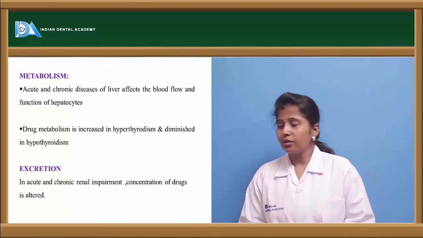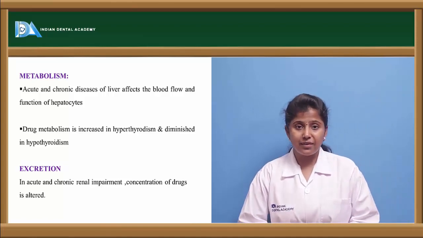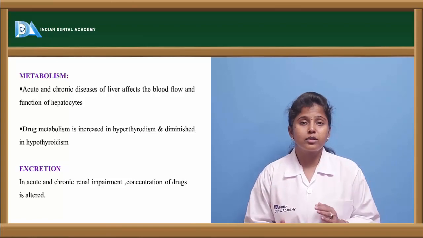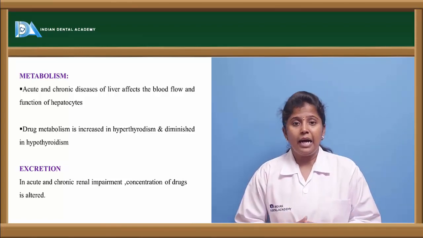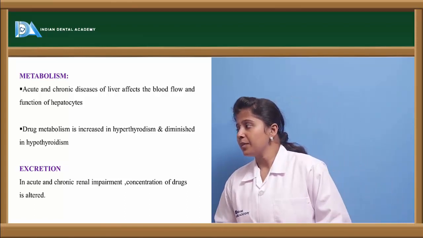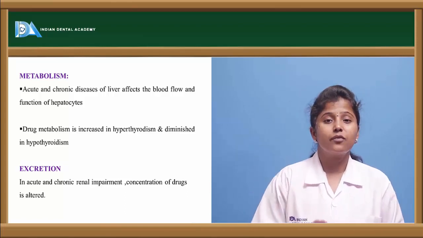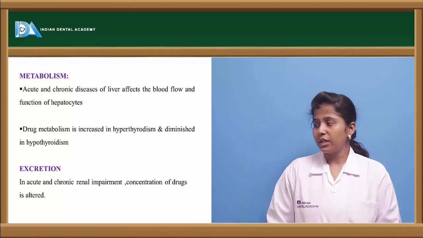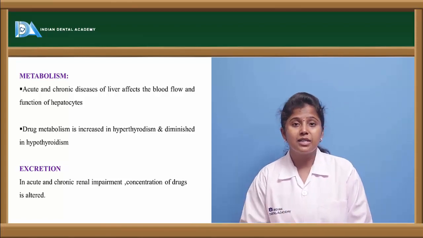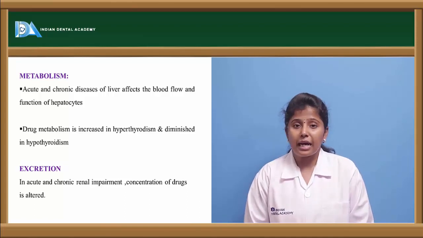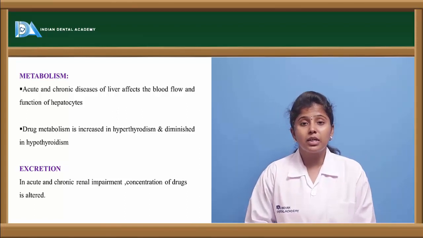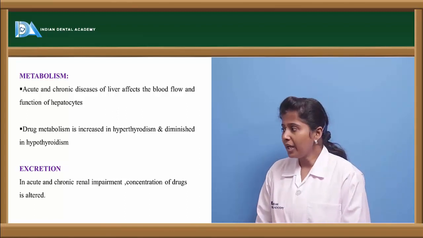So here, acute and chronic liver diseases. If there is any disease or necrosis of the liver, then metabolism won't occur properly, because most of the metabolic reactions occur in the liver itself, and if the liver is impaired, then the metabolic rate will be decreased. Drug metabolism is increased, for example, in hyperthyroidism, and in hypothyroidism the thyroid hormone is diminished. In simpler terms, in thyroid disorders the metabolic rate or liver functioning can be increased.